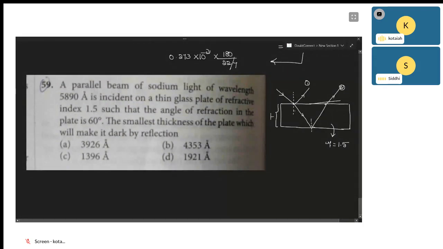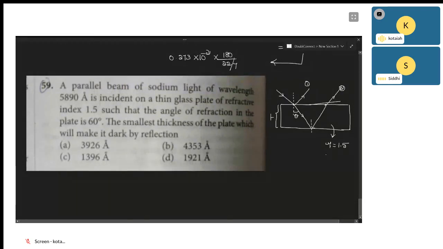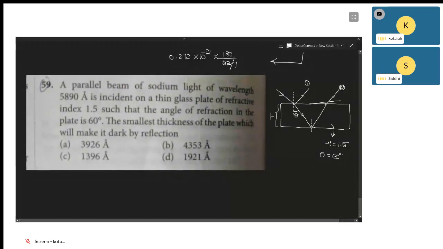and this theta, nothing but the angle of refraction, is equal to 60 degrees, they have mentioned. Now the question is the smallest thickness of the plate which will make it dark by reflection. That means I need a dark fringe when there is interference between 1 and 2. Now say this: dark fringe means what should be the path difference between the two waves?